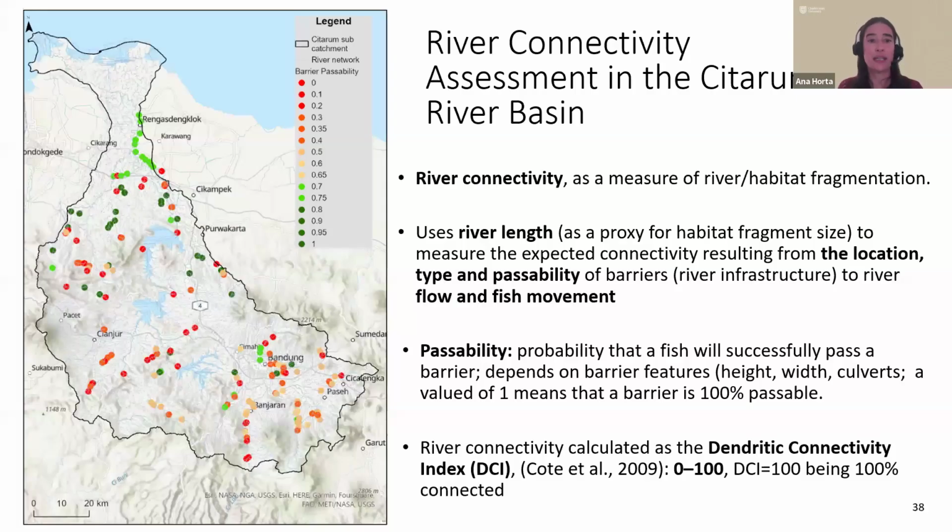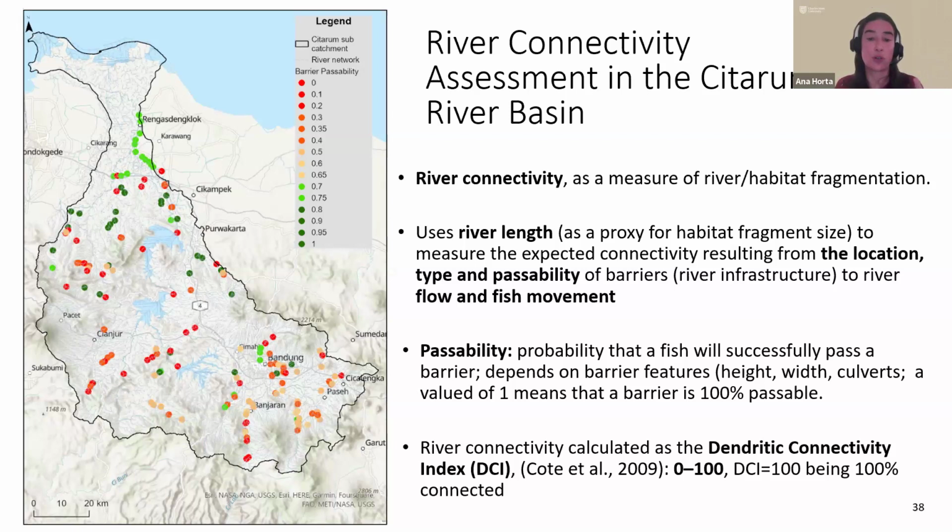Next slide. So again, an example of how this can work and how we've done this in reality, from this recent project with IWP in Indonesia. Here, river connectivity is measured as the extent of river length that is impacted by the barrier. To do the calculations, you also need to know how passable the barrier is. Passability is just the probability of a fish going through a barrier, and of course that depends on the features of that barrier. So by knowing the location of the barrier and its passability, you can input that into a very well-known index, the Dendritic Connectivity Index, published in 2009 by Professor David Kuts' team.